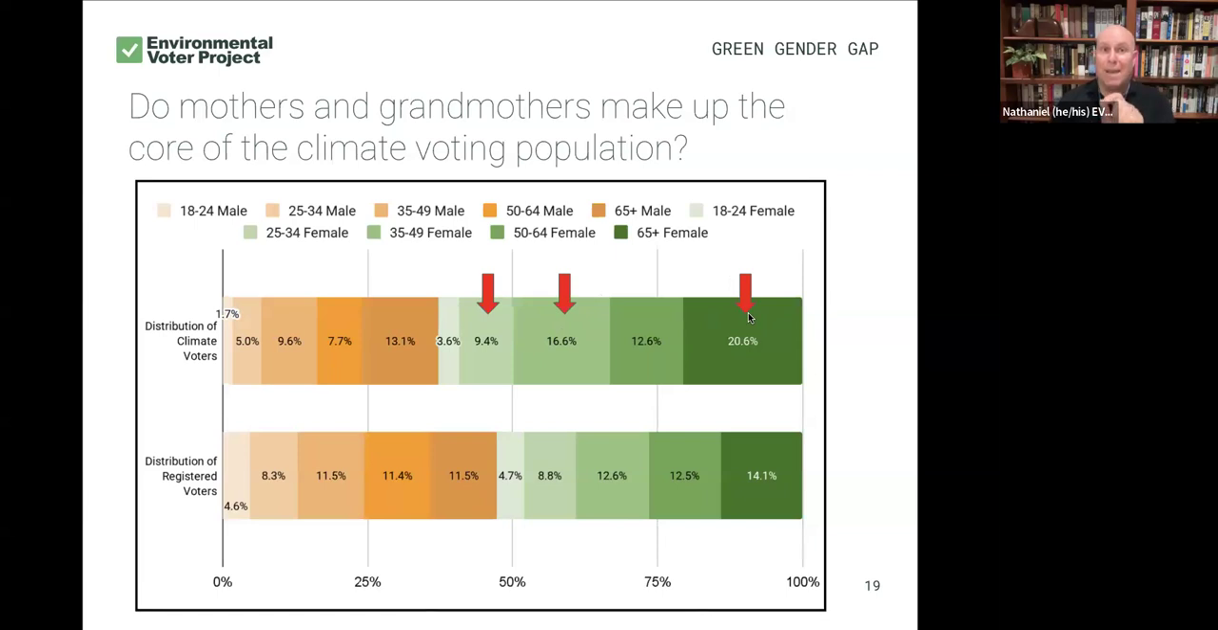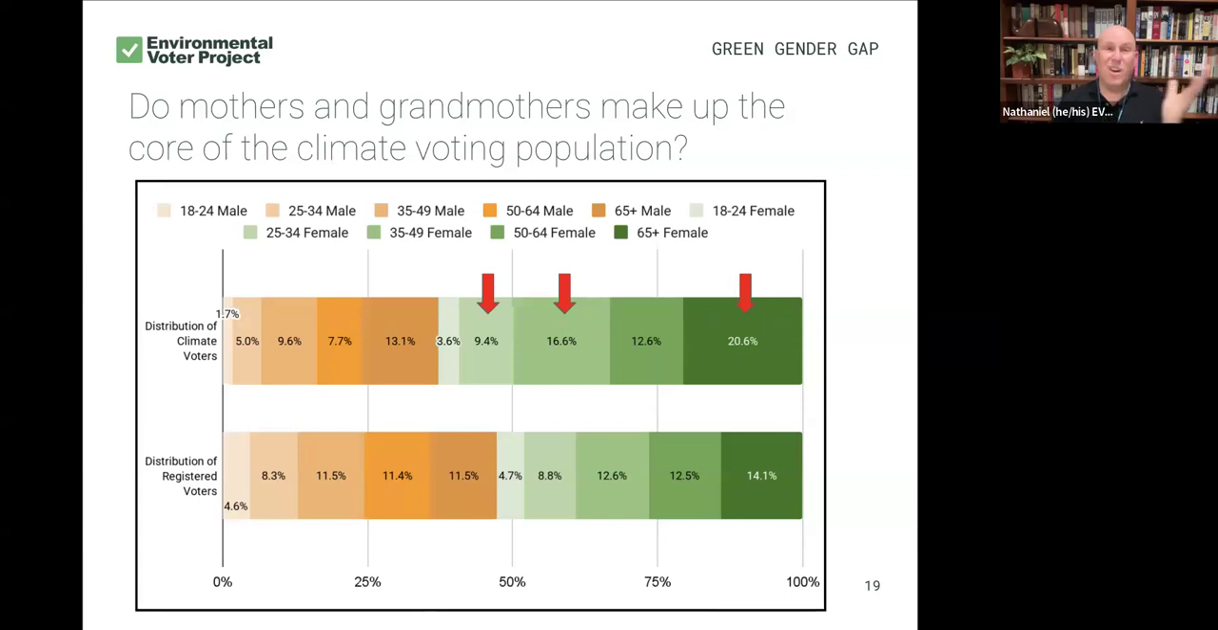I want to be clear, what I'm about to say is conjecture. It is not something we have hard data on. It is possible that there's something going on among women who have children in the home or are grandmothers.